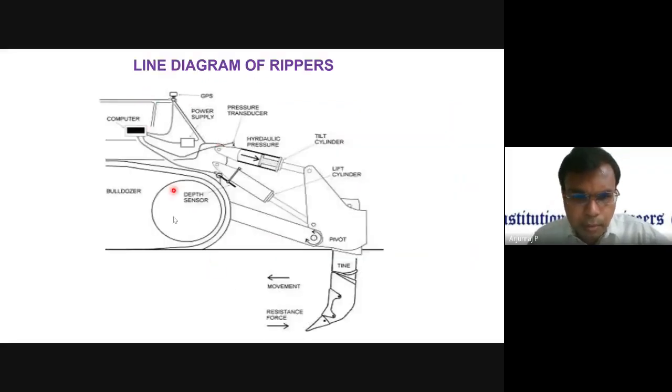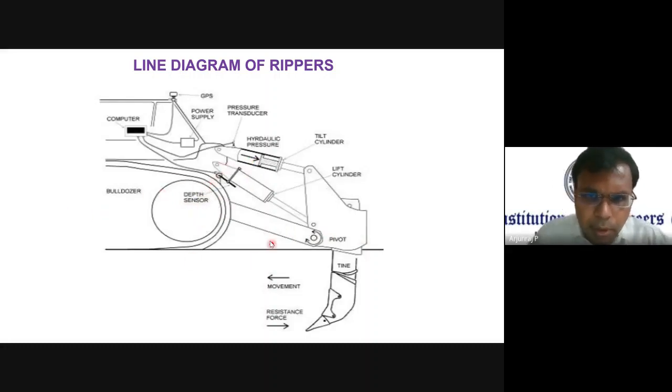And this is the line diagram of a ripper. You see the blade, a single blade, used for the material with the power of force. And here you have a similar bucket basically. The bucket has a blade, and you have the cylinder and also the tilt cylinder, which is operated hydraulically. And here you have the depth sensor. You will also understand the depth of a particular equipment.